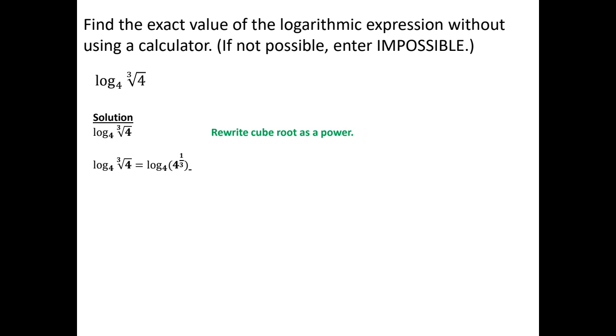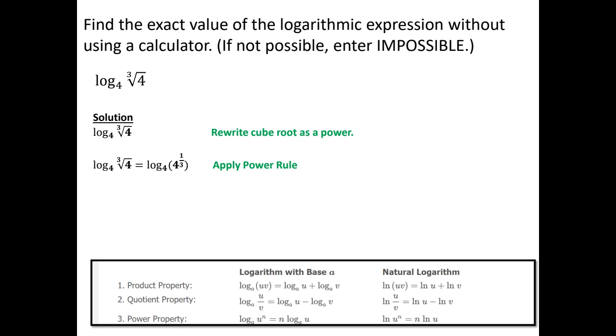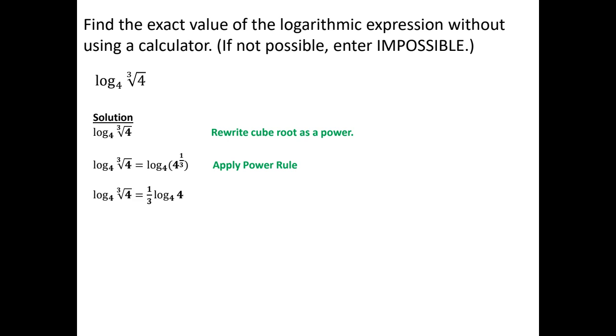So the cube root of any number is written as an exponent, 1/3. Okay, so I have here the log base 4 of 4 to the 1/3. Now I'm going to use my power rule, which says that when I have an exponent on a log's input, I'm going to multiply that exponent to the log. So this is going to give me 1/3 times the log base 4 of 4.